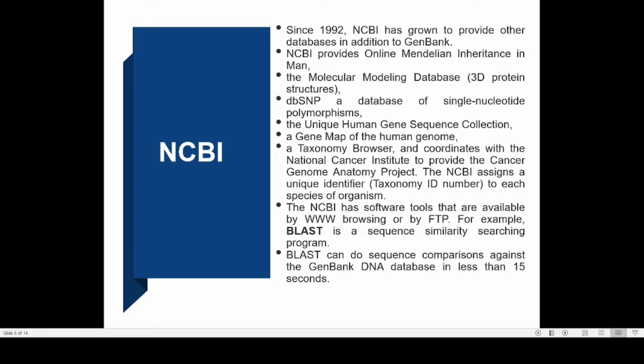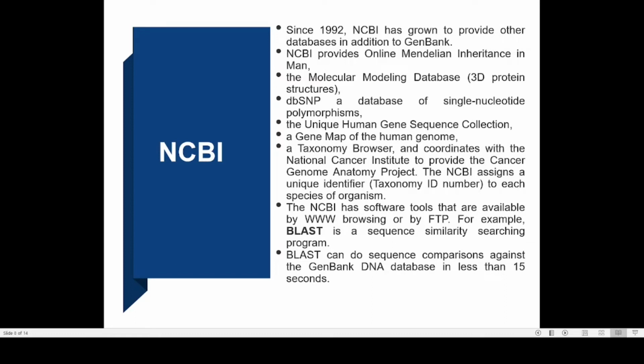In 1992, NCBI grew to provide other kinds of databases. The original and most important database of NCBI is GenBank. But not only GenBank, NCBI now contains many other types of databases. For example, here you can find Online Mendelian Inheritance in Man. If you type that, you will get a database.